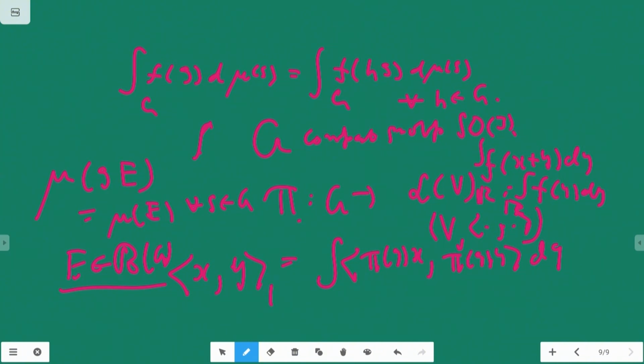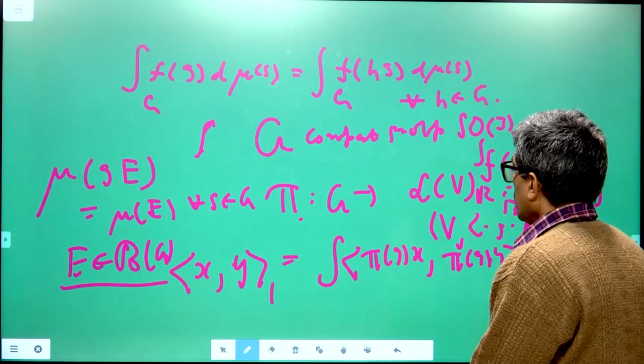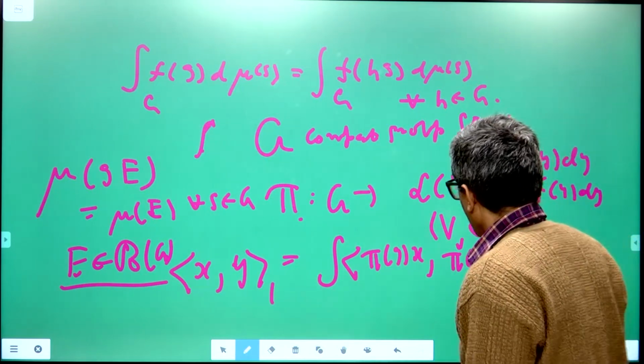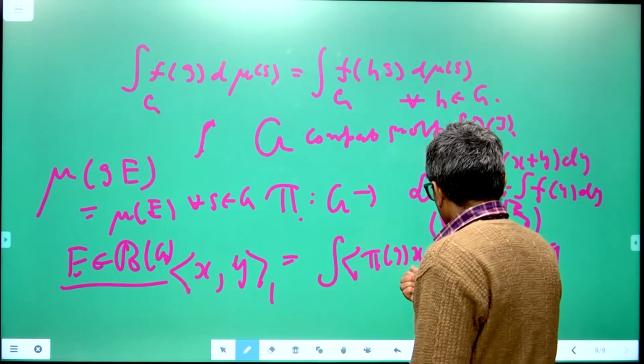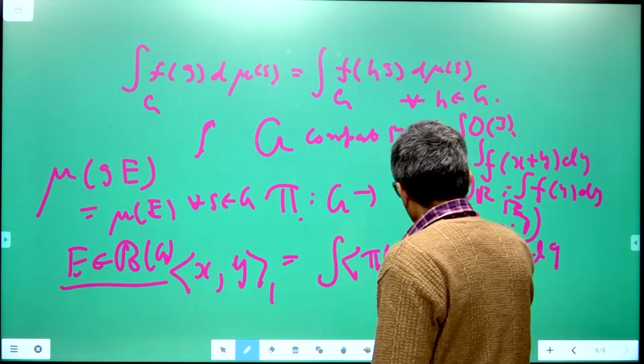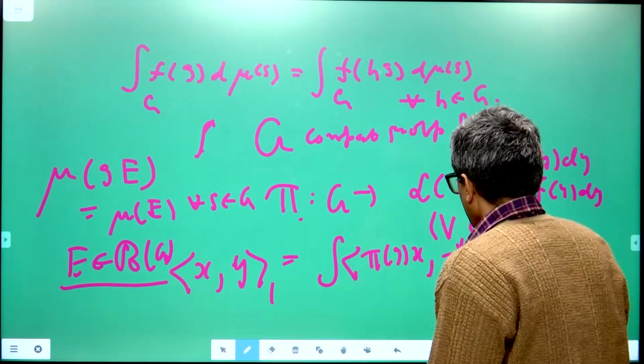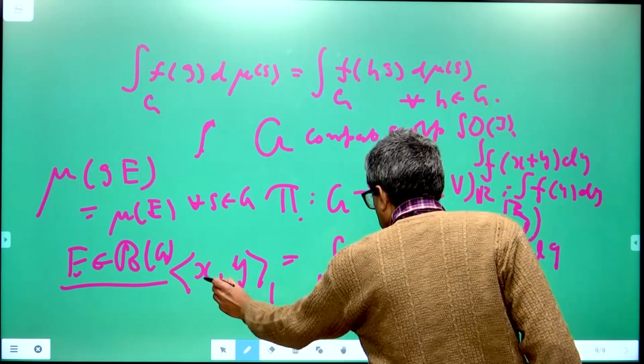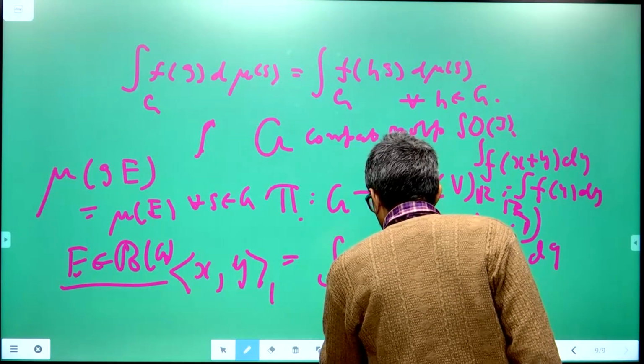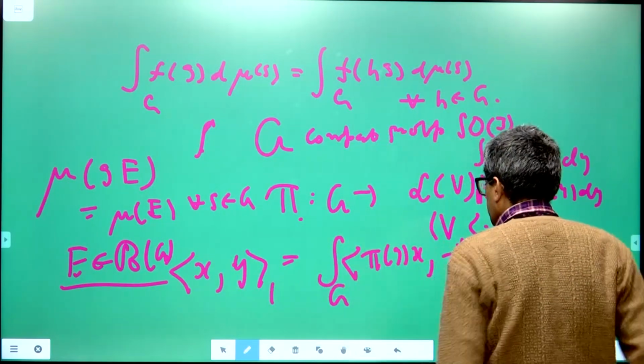So this is the group theoretic generalization of the Lebesgue integral. The Haar measure, the Haar integral, is the group theoretic generalization of the Lebesgue integral. So you define it in this way, then this new inner product. Of course this integral will be defined because G is a compact group.